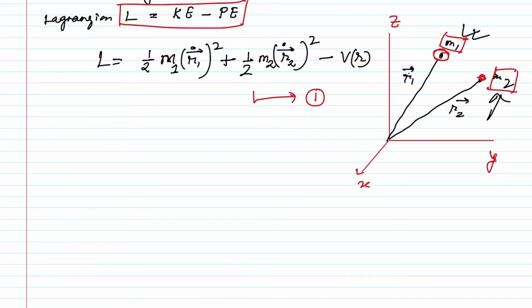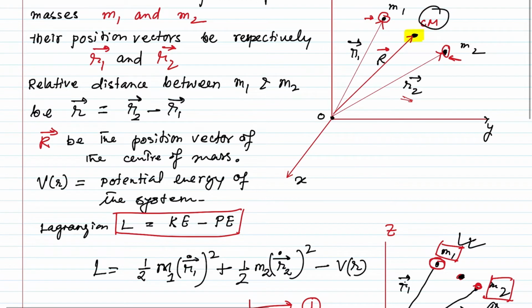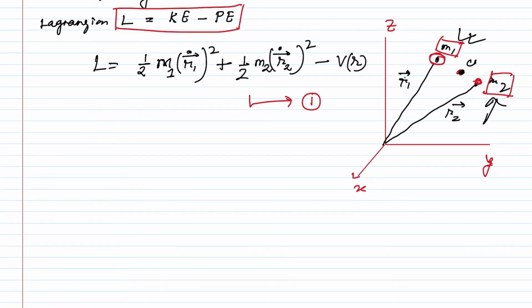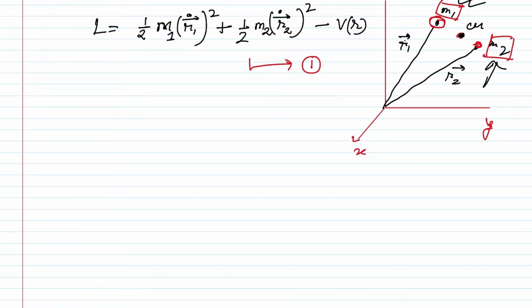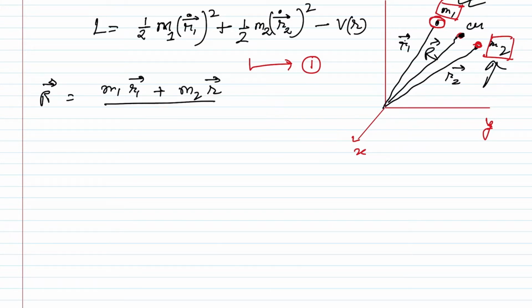Now using the ratio formula of vectors, where we had taken the CM, the center of mass, the position vector of this center of mass, capital R, will be given by m1 r1 vector plus m2 r2 vector divided by m1 plus m2. This is equation number 2.